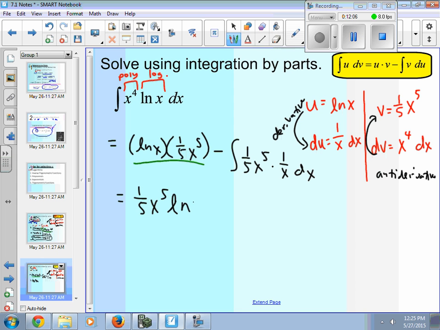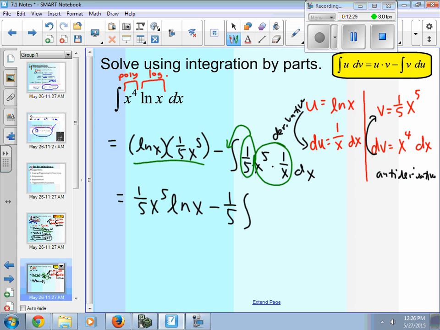So we have 1/5 x to the fifth times ln x minus. Now over here, before we do the antiderivative, I think it'd be better if we clean this up a bit. This is a constant. We can pull that out. These two terms, we should be able to multiply together. So writing this out, we got 1/5 times the integral.